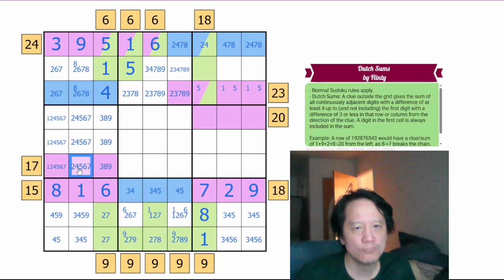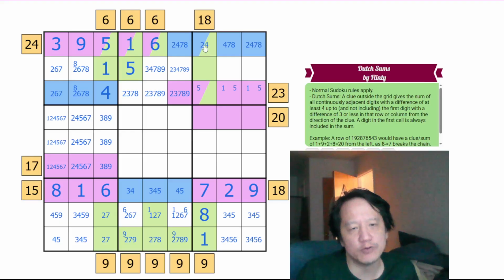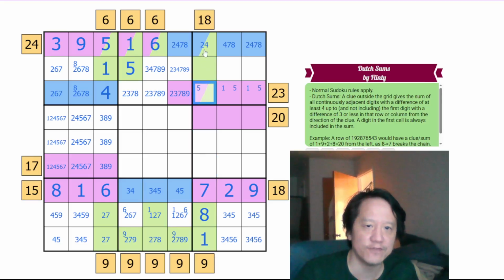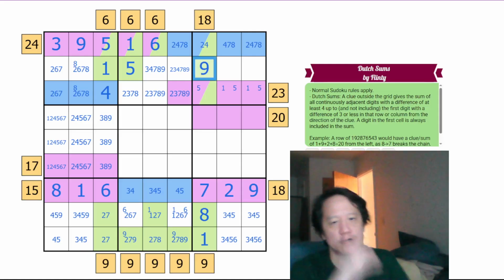Interesting. 18. We cannot have a 6 here. If we had a 6 here, it would be 2, 6. That only adds up to 8, and we don't have a 1 available here. So this digit would not be 4 or more away from 6. So this has to be 9, because it can't be 7 or 8. So this must be 9 here.